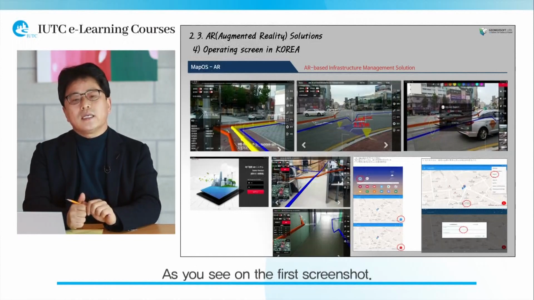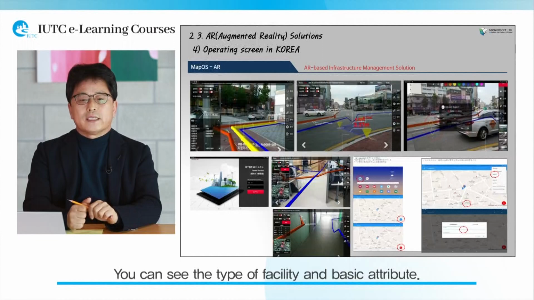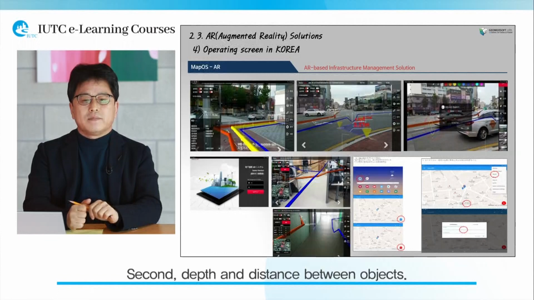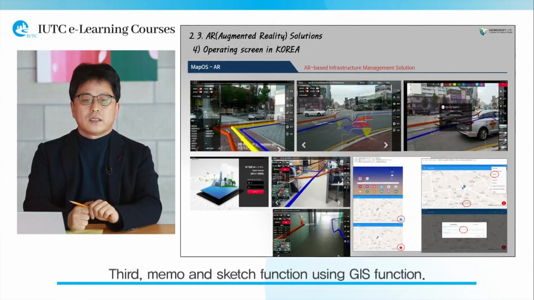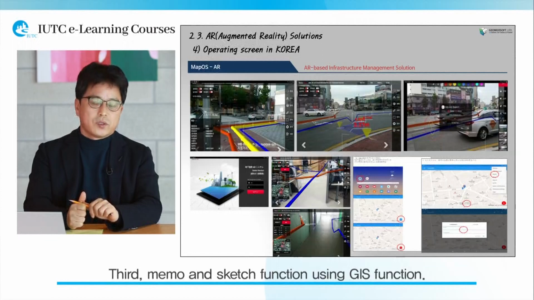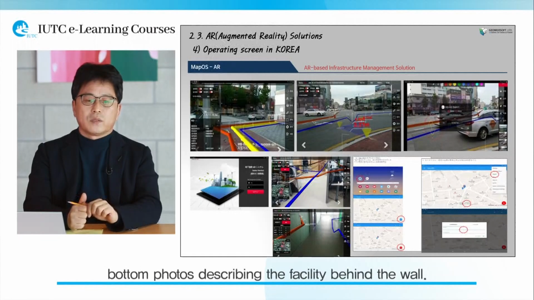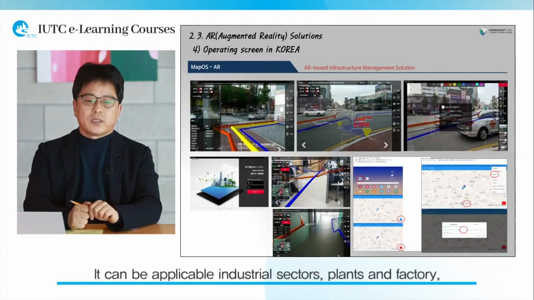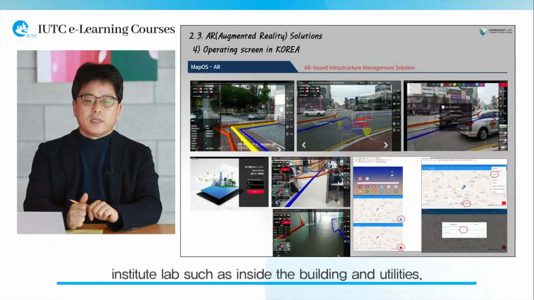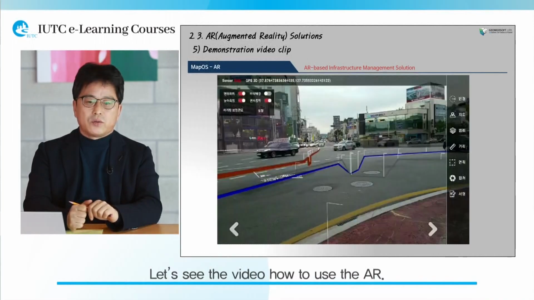As you can see on the first screenshot, you can see the type of facility and basic attributes. The second shows depth and distance between objects. Third is the memo sketch function using GIS functions. Also, it can be implemented in many various areas, like the bottom photo, which describes the facility behind the wall. It can be applicable to industrial sectors, plants and factories, institute labs such as inside buildings, and utilities. Let's see the video on how to use the AR.